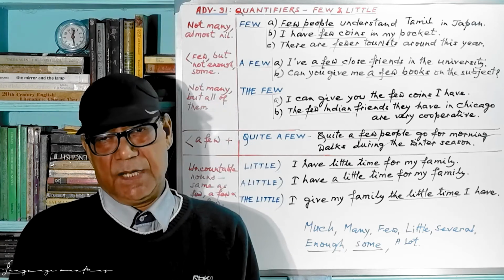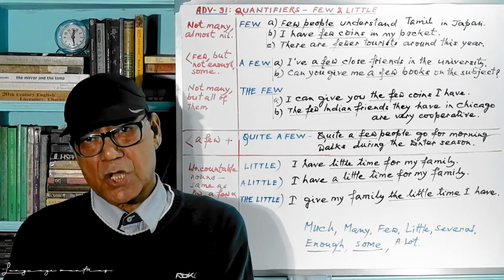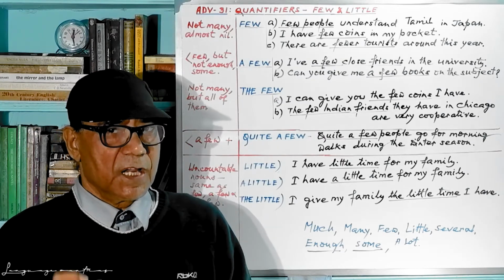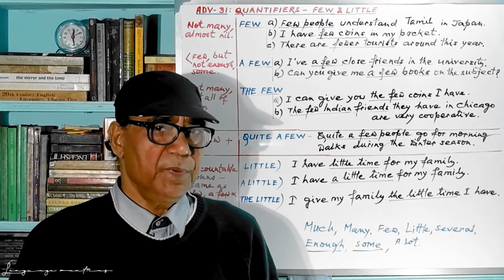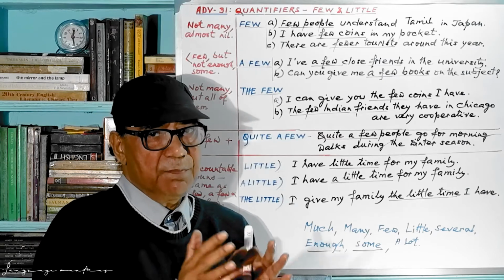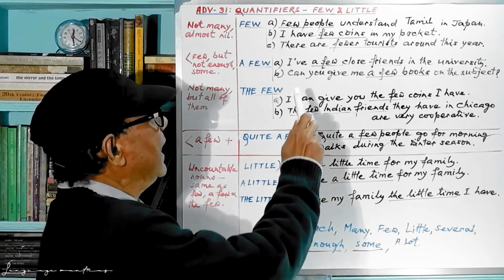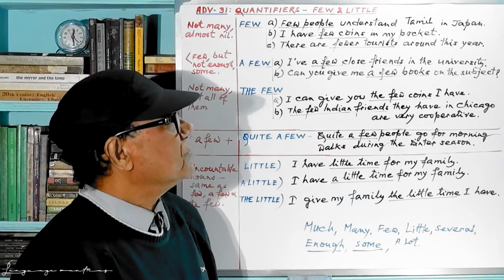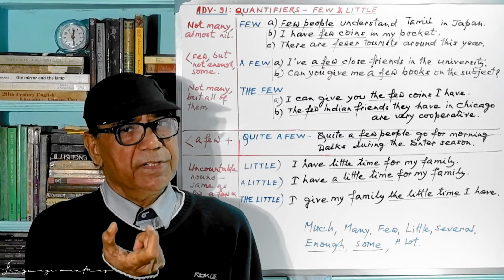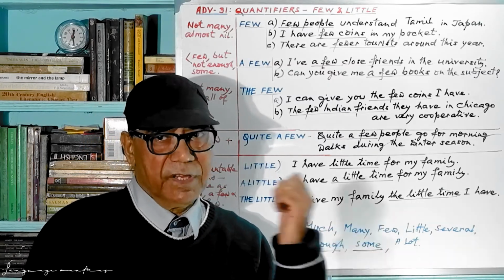If it is an adjective, then you can use it in different degrees, comparative degree and also superlative degree. Remember, when you use it in comparative degree, then it may not be that small. It may be a greater number. For example, there are fewer tourists around this year. In that case, I try to compare with the number of tourists of the previous year.